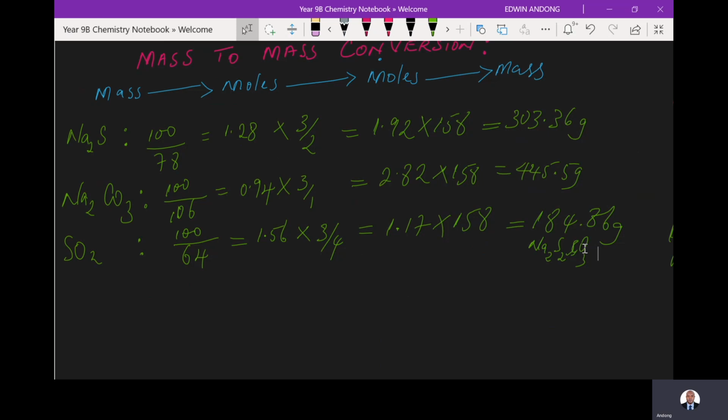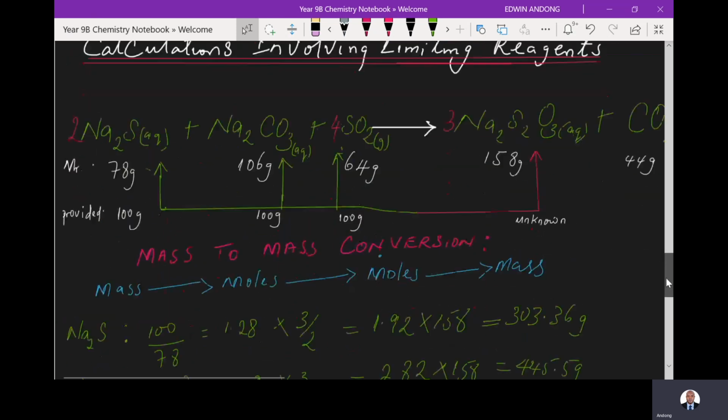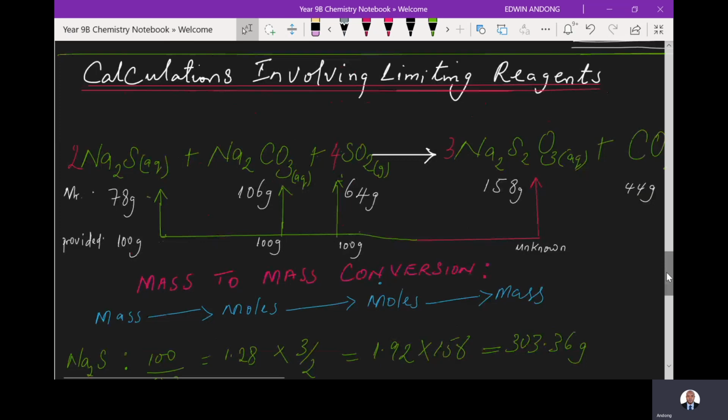So if you look critically, we have 100 grams each. And there is 64, 106, and 78 grams. Obviously, sulfur dioxide with the lowest mass is the limiting reagent. So this is the product that is being produced from this. So once more, for you to do this, you have to be very careful. Look at the given, calculate the molar masses, use mass to mass conversion, and you will get your limiting reagent.